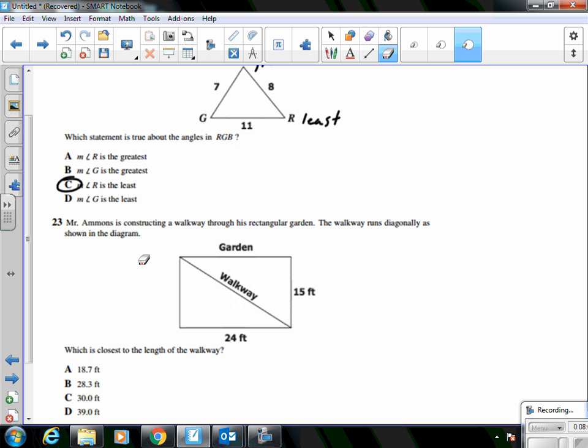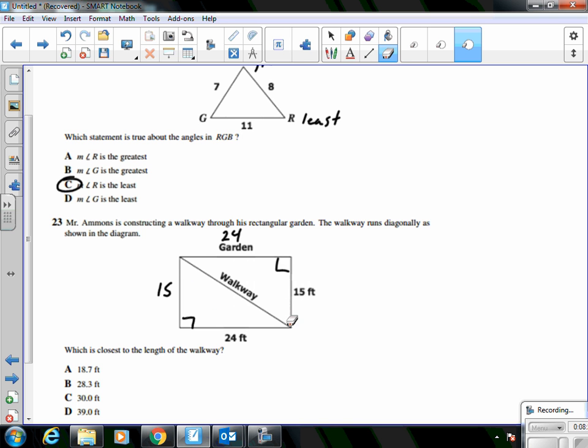Alright, 23, Mr. Ammons is constructing a walkway through his rectangular garden. The walkway runs diagonally as shown in the diagram. Which is the closest length of the walkway? So since it's rectangular, we know these are right angles here. And the sides across are going to be the same, so this is 24, so that would be 24. 15 over here, so this is 15.